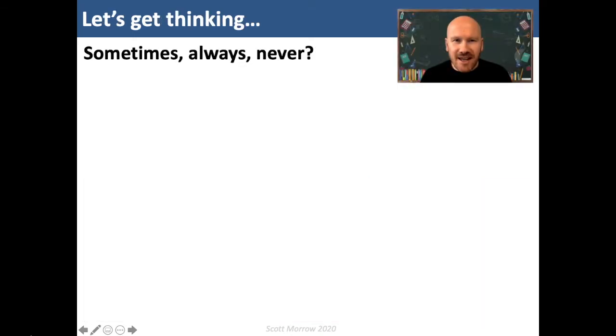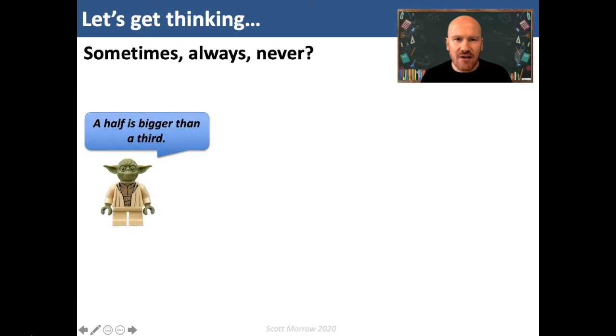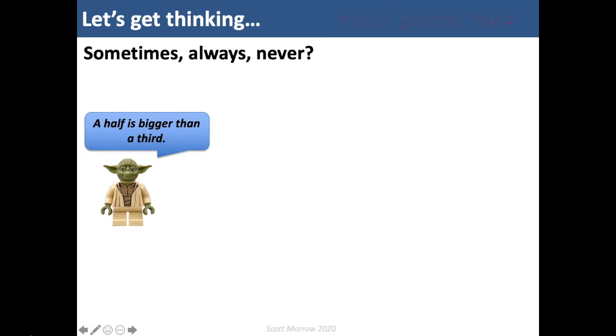To begin with, let's get thinking. I want you to consider whether you think the following statement is sometimes true, always true, or never true. A half is bigger than a third. Pause the video for a few minutes, discuss your thoughts with a partner, justify your thinking by giving reasons, and then share those with the rest of the class. You might want to use drawings or bits of paper in order to help you.